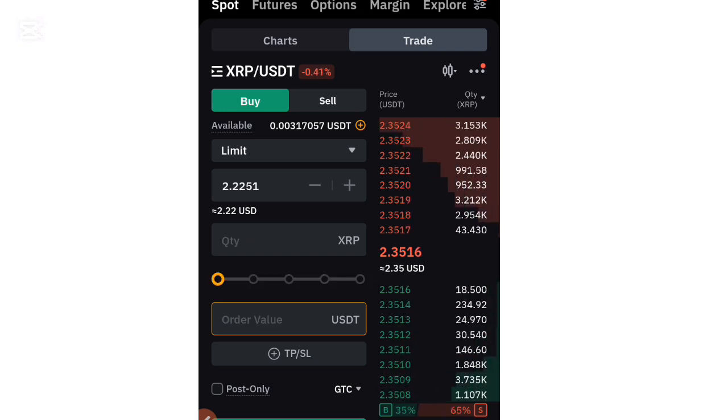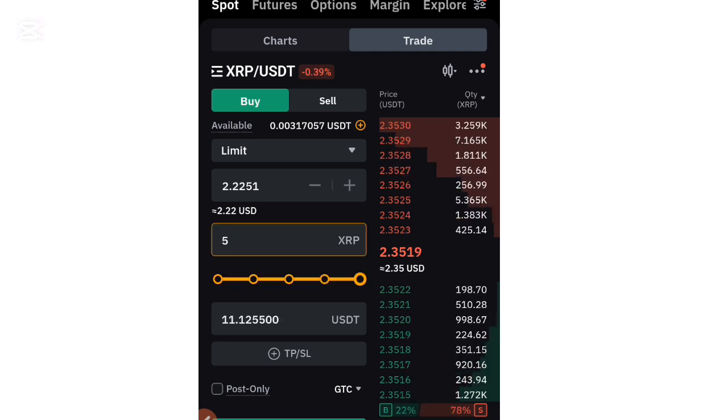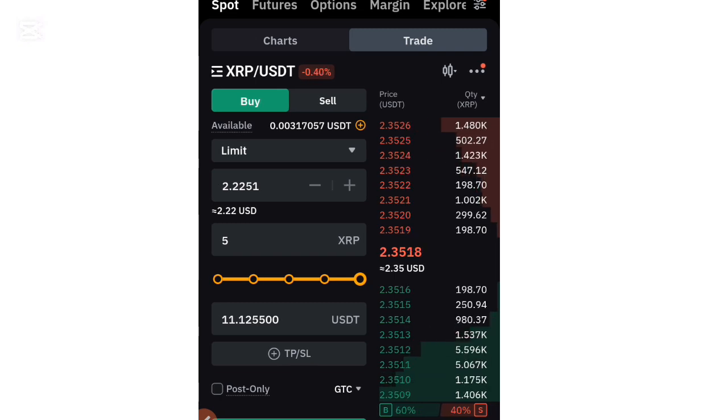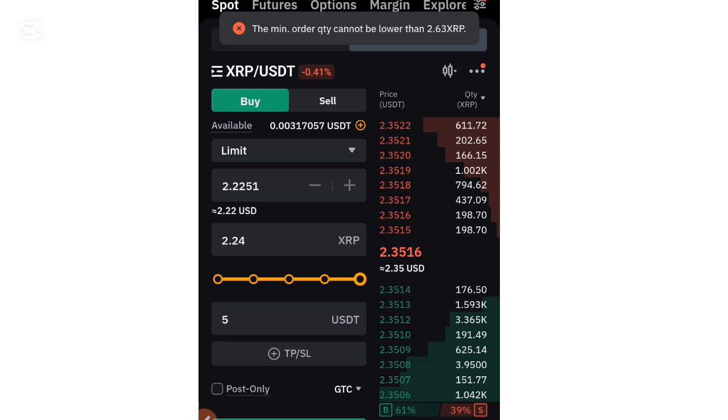Then after you have put the amount of USDT you want to use to trade, maybe 5, then you click on buy. When I click on buy now, I will not be able to buy it because I don't have much USDT. I don't have up to 5 USDT. So when you click on buy, let's change this to 5 USDT.